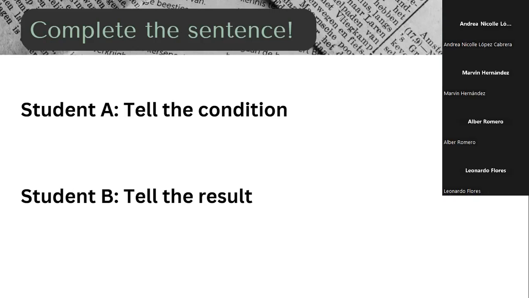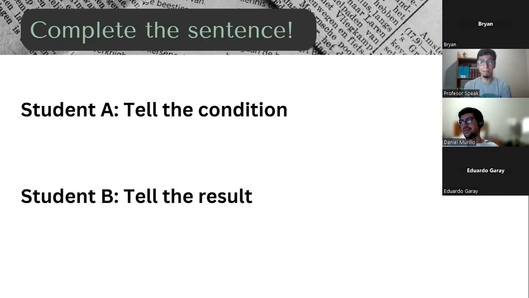I don't understand. What should I do? Oh, just repeat. This is completely clear. Or tell me, Student A. Now tell me, is this clear for you, or do you have questions about this topic, Eduardo? Yes, I have a doubt. What's the question?